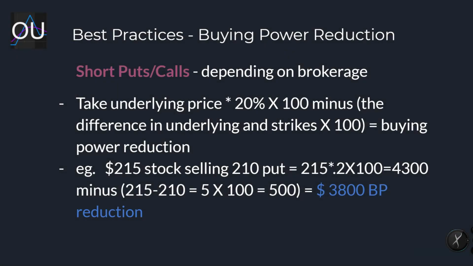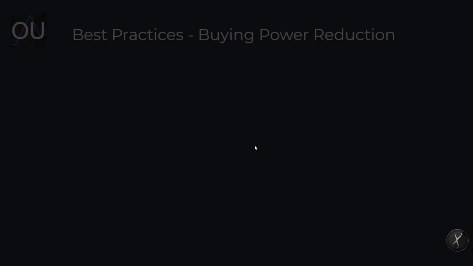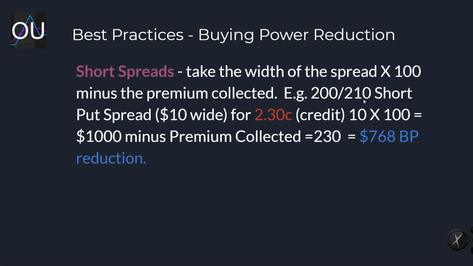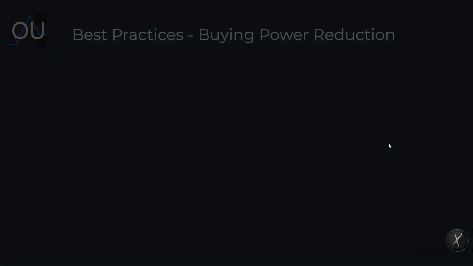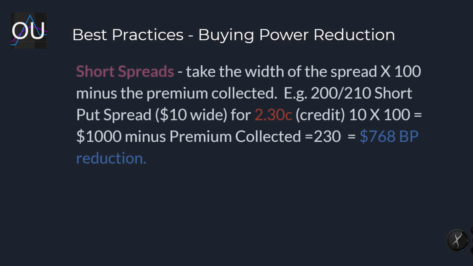From the previous example, we had a $3,800 buying power reduction for selling that 210 put. In this case, it's the same 210 put, but we're buying the 200 put for protection. The brokerage house is going to give you credit for that protection. This calculation, simply the width of the strikes minus the credit received for the trade, gives you a much reduced buying power reduction of only $768 for this trade, versus $3,800 in the other trade.